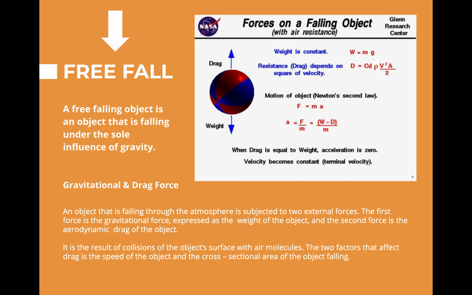A free-falling object is an object that is falling under the sole influence of gravity, and an object that is falling through the atmosphere, as I said before, is subject to the gravitational and drag force. They're in opposite directions, and so one of them would be considered in the negative direction depending on the axis you choose. The second force, the drag force, is the aerodynamic drag of the object. It's a result of collisions of the object surface with air molecules, and the two factors that affect the drag are the speed, as mentioned before, and the cross-sectional area of the object that is falling.